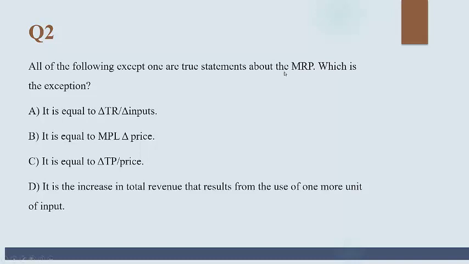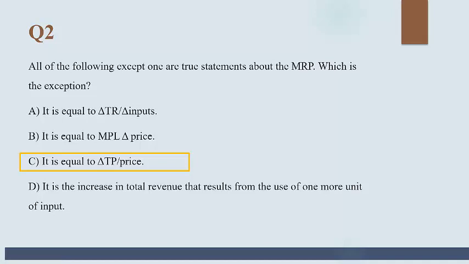Next question says, all of the following except one are true statements about the marginal revenue product. Which is the exception? Hit pause, try and figure it out. Okay, so the correct answer here is C. We know that A is true: change in total revenue over the change in inputs. That's what marginal revenue product is.